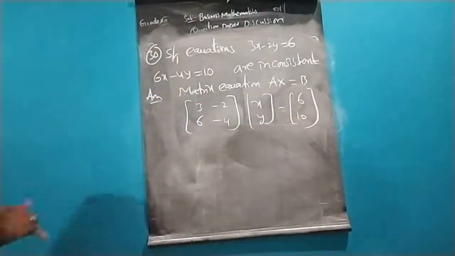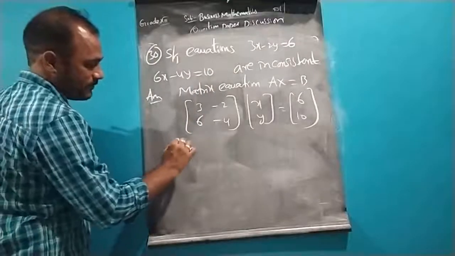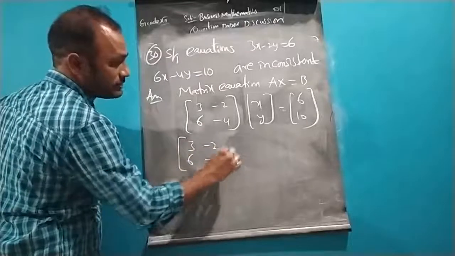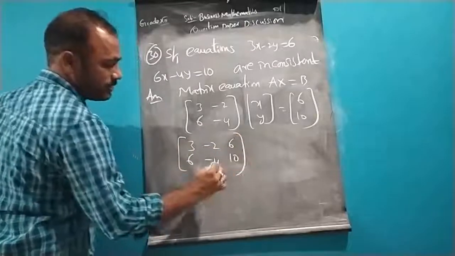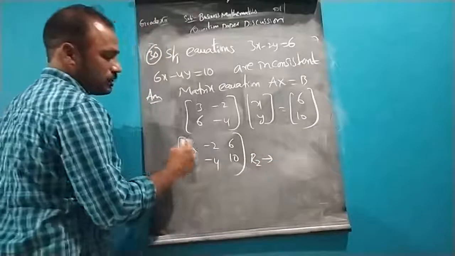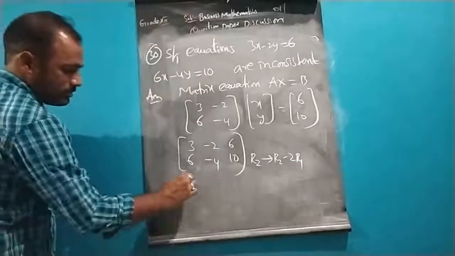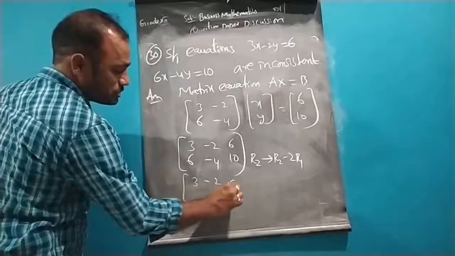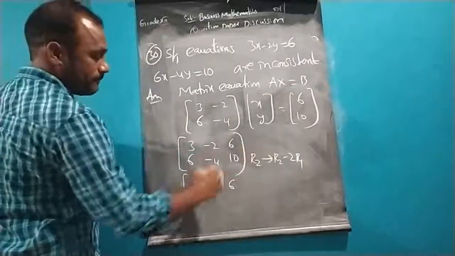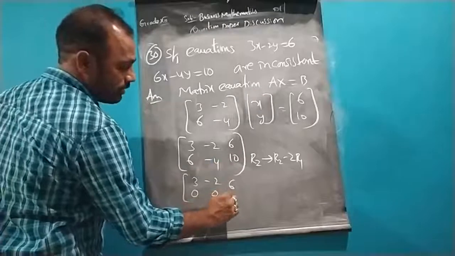Now we need to show that it is inconsistent. So I will apply the rule here. First let us take the augmented matrix here: 3, -2, 6; -4, 6, 10. So in this, R2 can be written as R2 minus 2R1. So 3, -2, 6; 6 minus 6 = 0, -4 plus 4 = 0, 10 minus 12 = -2.